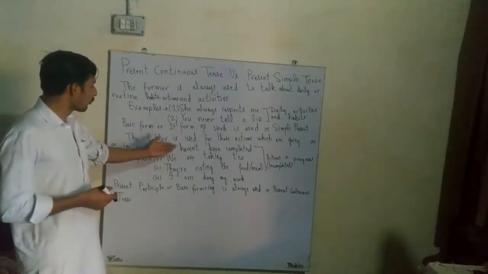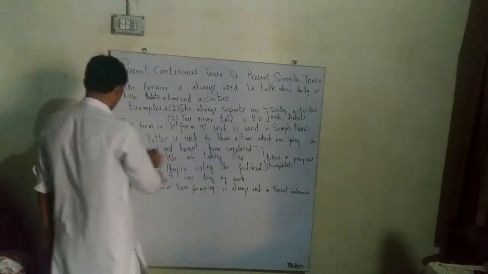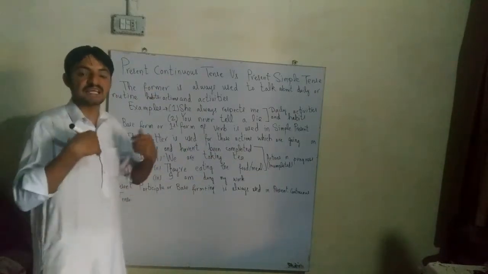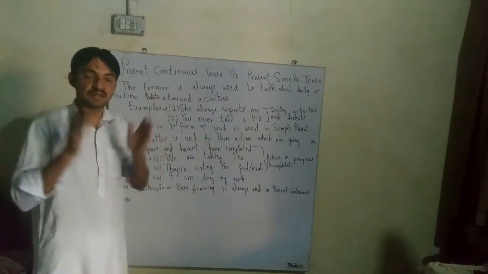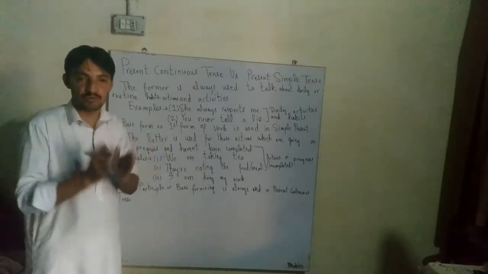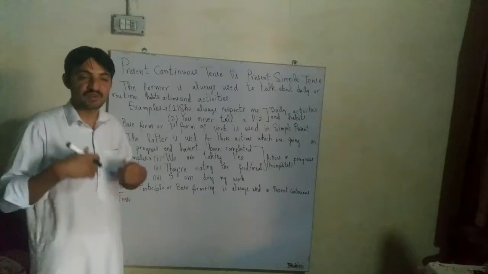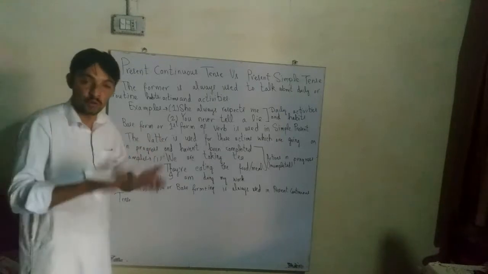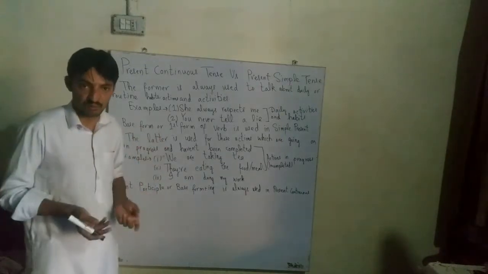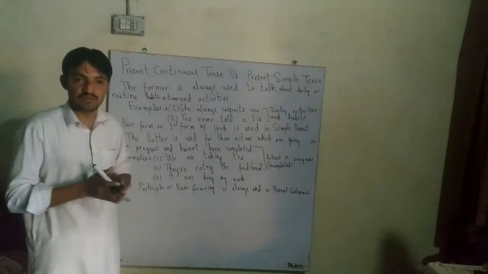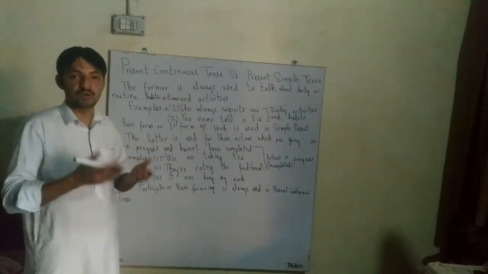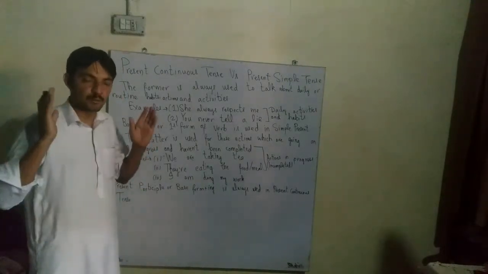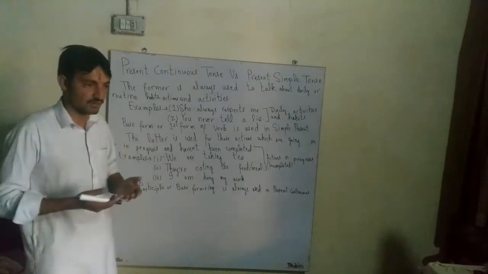The latter is used for those actions which are going on or in progress and haven't been completed. So the latter in this case means present continuous tense. Remember that present continuous tense can also be called present progressive tense. So present progressive or present continuous tense is always used for those actions and activities which are going on or which have not been completed until now. Okay, so we use present continuous tense to talk about those actions which are going on or which are in progress and haven't been completed. So it's the main difference between present continuous tense and present indefinite tense.